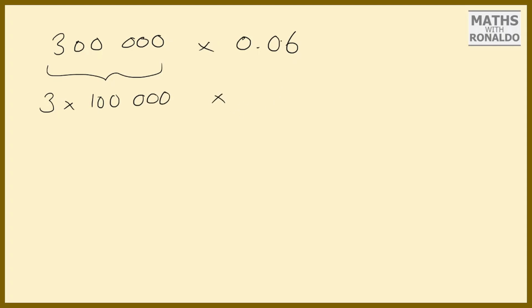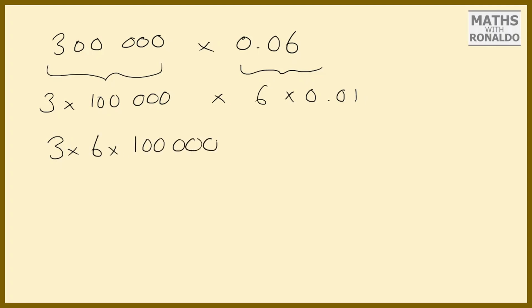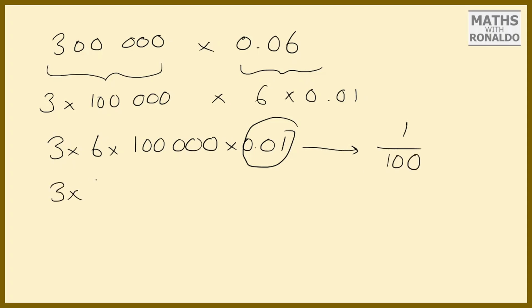This multiplication sign stays there. Now we look at the 0.06. 0.06 is the same as 6 times 0.01. 0.01 is the place value of the digit 6. Now, we know that in multiplication, the order doesn't matter, so we can rewrite this as 3 times 6 times 100,000 times 0.01. And this 0.01 can also be written as 1 over 100.